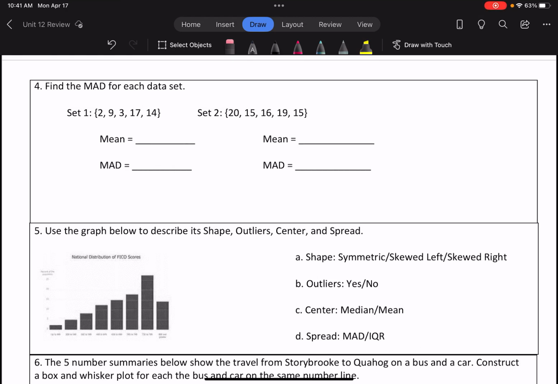Hey guys, it's Miss Adams, and we're going to continue working through the Unit 12 test review. We are on page 2 now, so we're going to start with problem 4. And it has asked us to calculate the MAD for each data set.